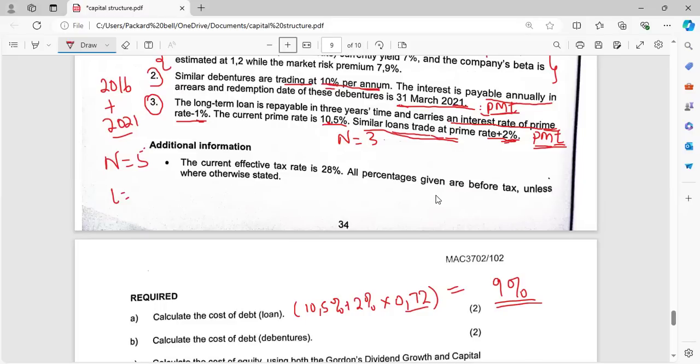Then let's calculate the cost of the debenture. How are we going to calculate the cost of the debenture? Similar debentures are trading at 10% per annum. So the cost of the debenture is going to be how much? 10% times 0.7. Am I right? Yes. How much are we going to have?